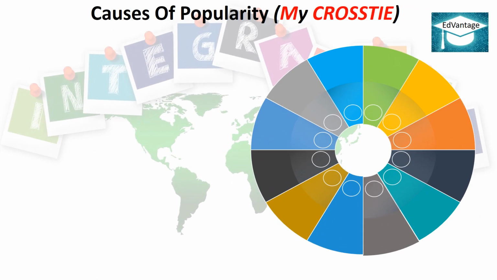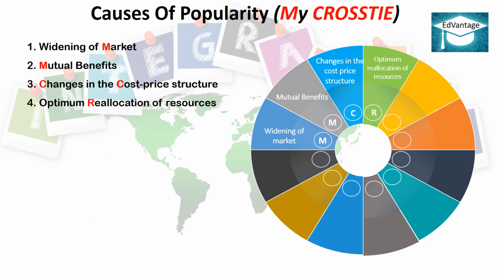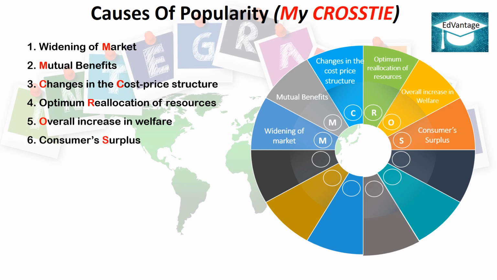Causes of popularity. 1. Widening of market. 2. Mutual benefits. 3. Changes in the cost-price structure. 4. Optimum reallocation of resources. 5. Overall increase in welfare. 6. Consumers' surplus. 7. High degree of specialization.